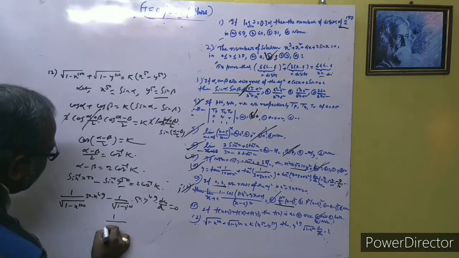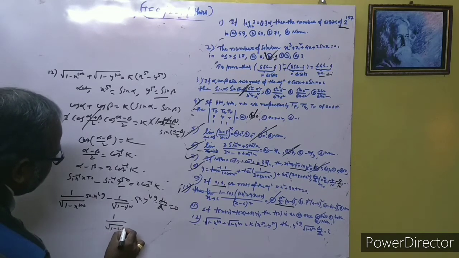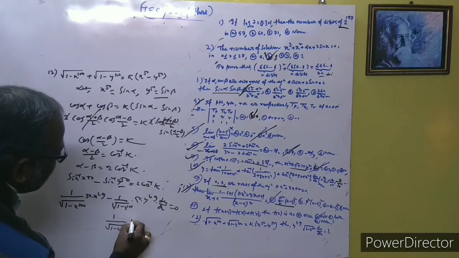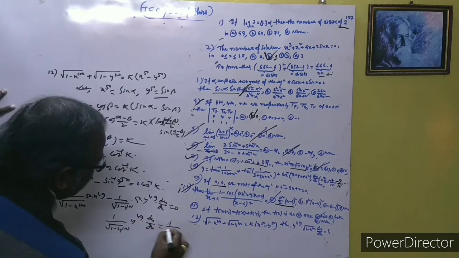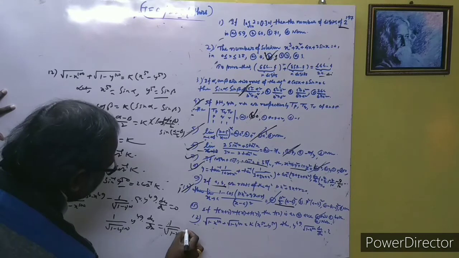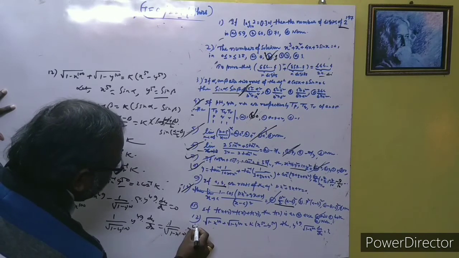Now arranging this, 1 by root over (1 minus y to the power 100), and 50 cancelled, y to the power 49 dy by dx is equal to 1 by root over (1 minus x to the power 100) and x to the power 49.